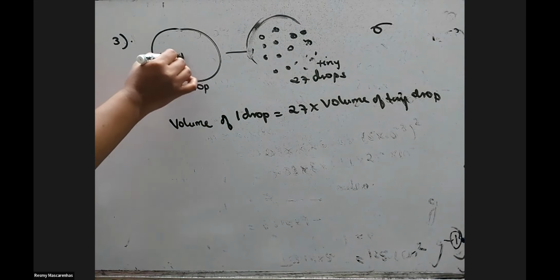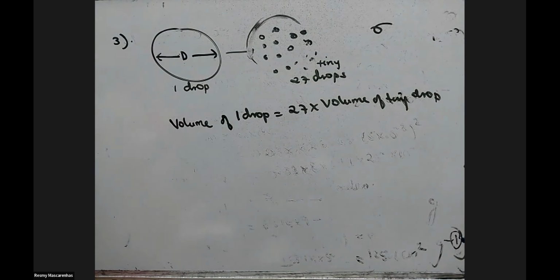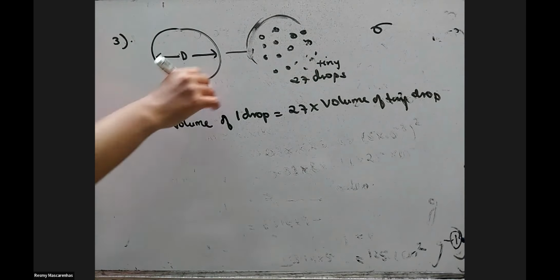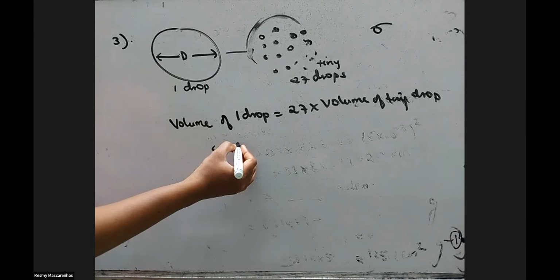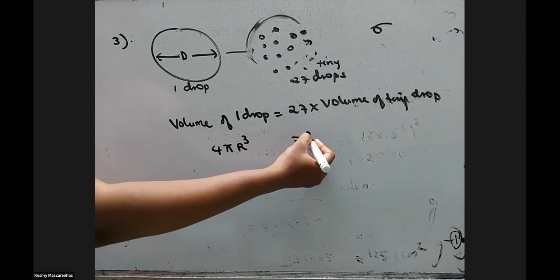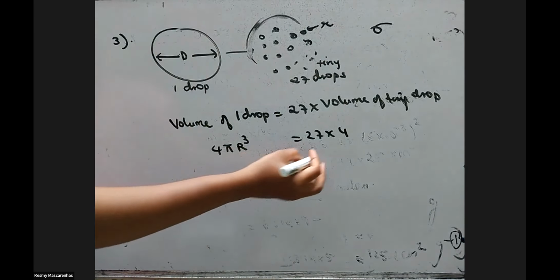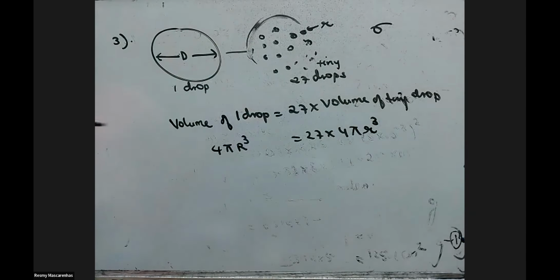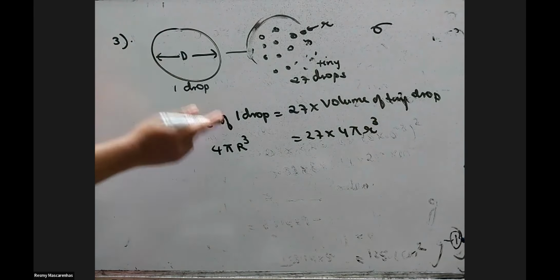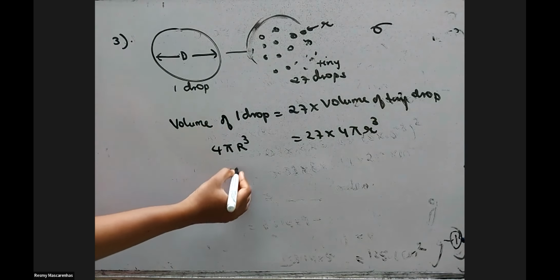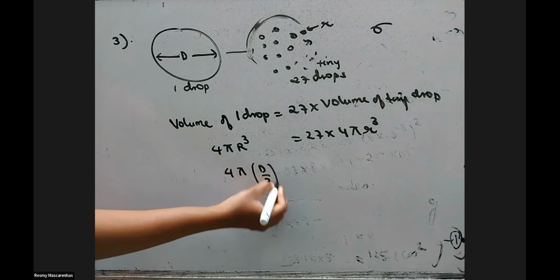Now the diameter is given as d. Volume of the big drop is how much? 4 by 3 pi r cube, equal to 27 times that of the small one. We'll consider the small radius as r and the big one as capital R. They have given this directly in terms of d. The diameter is given as d, so radius is nothing but diameter upon 2.